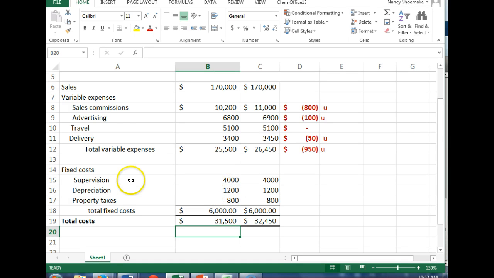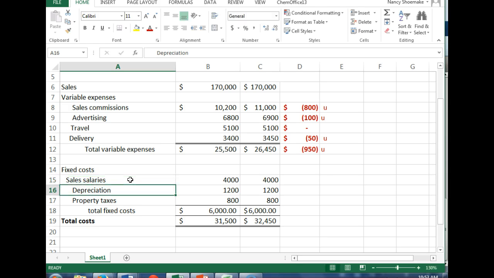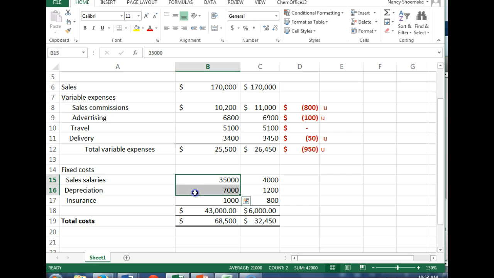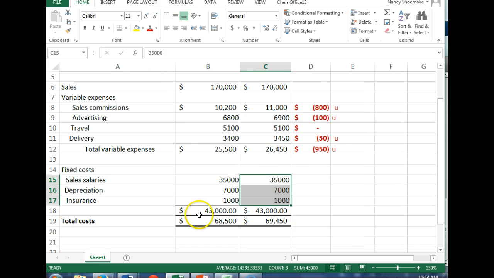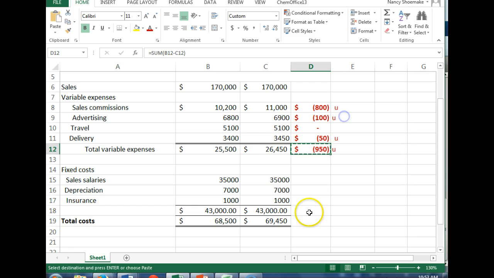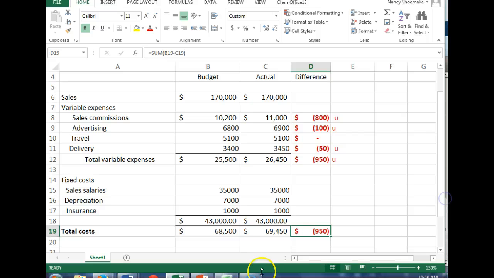Excuse me here, what am I doing wrong? The sales salaries, I never got this part. Sales salaries of 35,000. The depreciation of 7. And insurance of 1. So we've got here 43,000 are our fixed costs. Our total costs ended up coming in here at an unfavorable variance of 950. Okay? Let's just finish the next portion. Any questions on this before we move on?